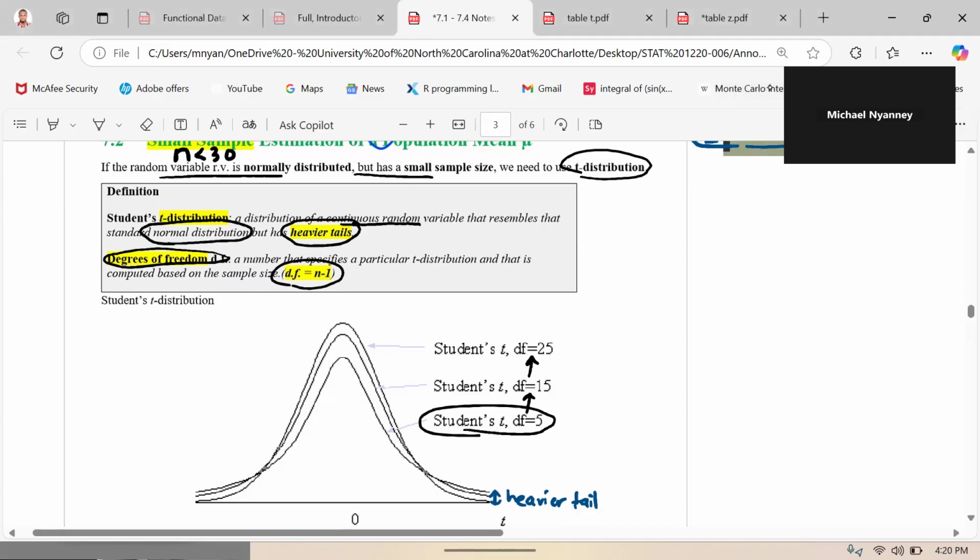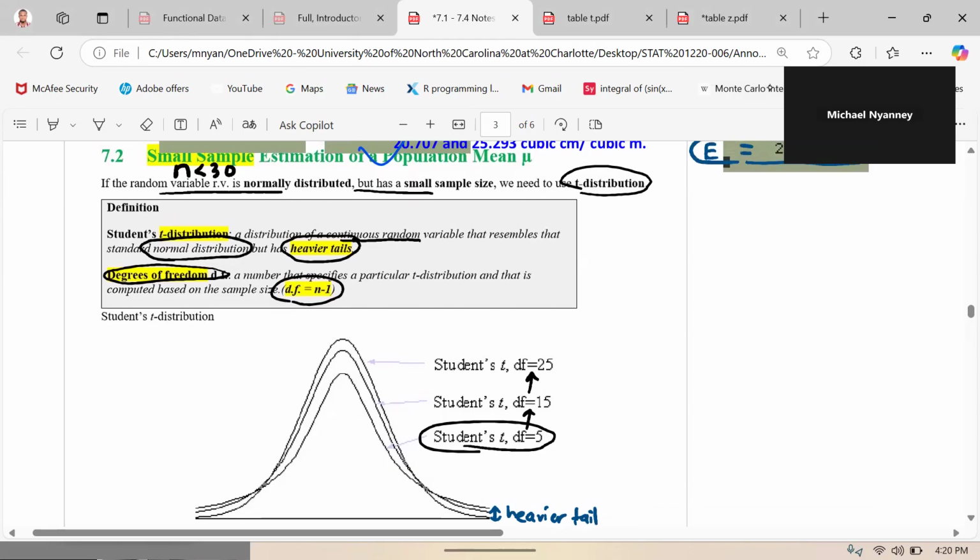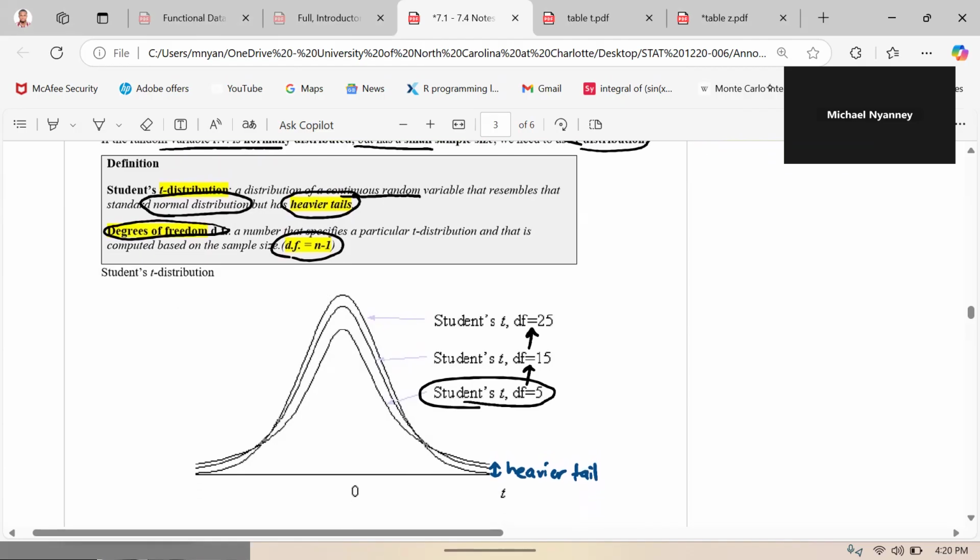All right. So section 7.2 deals with a small sample. The student T is actually a continuous random variable, just like the Z distribution or the standard normal. The difference is that it has heavy tails. Heavy tails means that the tail of the curve doesn't touch the x-axis immediately, but with the normal curve, the tail touches the x-axis immediately. That is the difference between the T and the Z.